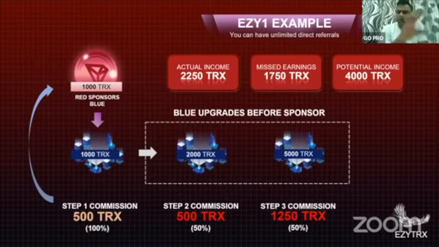Now in this scenario, you both have the same package. So half of 1,000 is 500. The entire 100% gets paid to Mr. Red. So Mr. Red made 500 Trons from that one particular sale in Easy One.